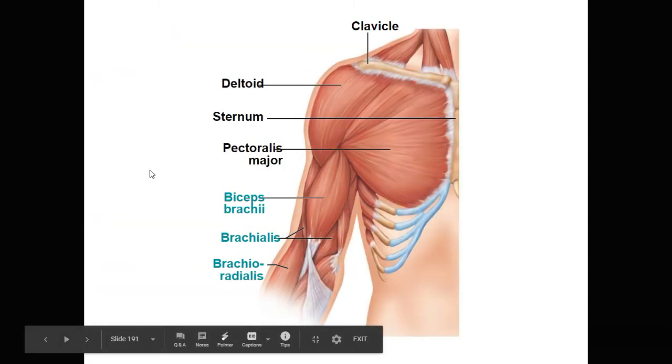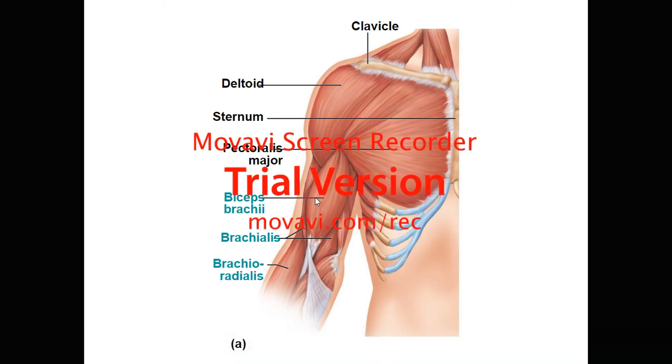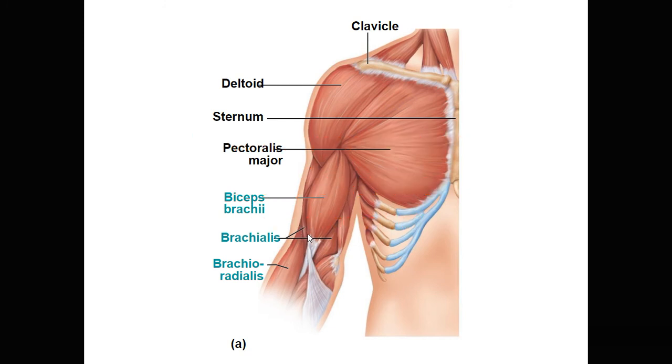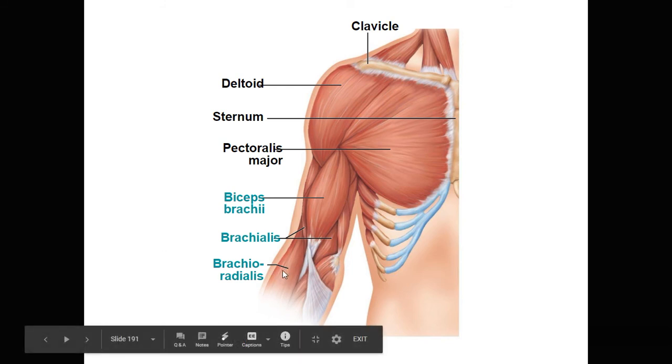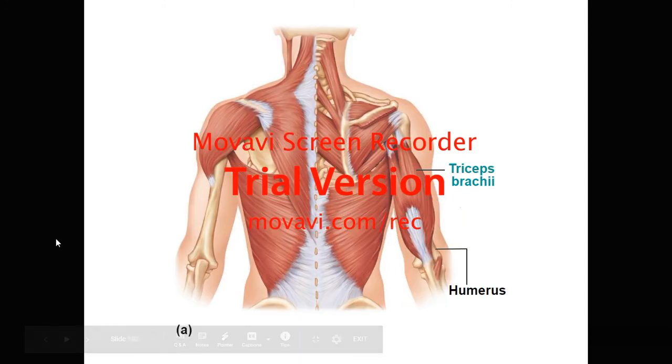So this is showing you on the figure. The biceps brachii, remember that's the fusiform muscle. Brachialis, you see the muscle right there. Brachioradialis muscle right here. Triceps brachii right there.